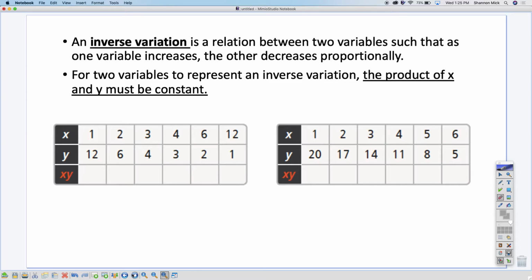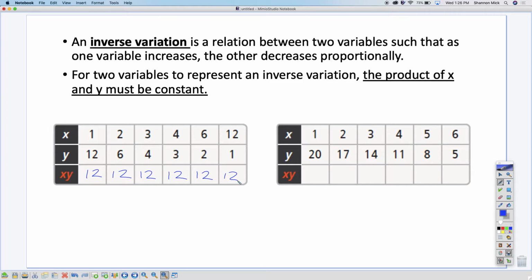For two variables to represent an inverse variation, the product of x and y must be constant. What does product mean? Multiply. So on this slide I have added the x times y row, but on the next slide I didn't. So all you have to do is add it. That's it. Okay, so what is 1 times 12? 12. So I get what all the way across? 12. So does this show an inverse variation? Yes. Okay, so this is an inverse variation.